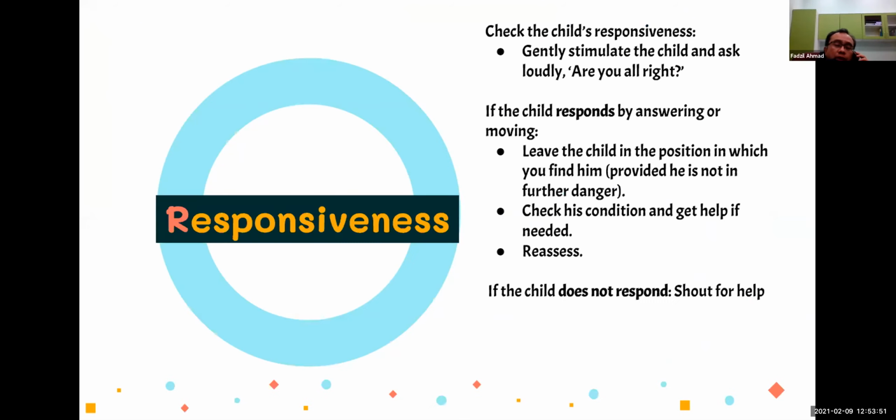For the responsiveness, the rescuer should check the child's responsiveness by gently stimulating the child or asking loudly, "Are you alright? Are you okay?" And if the child responds by answering or moving, we can leave the child in the position where we find him if it does not provide further danger to the child. And after that, we can check his condition and get help. And we need to reassess the condition regularly. But if the child does not respond, we need to shout for help.